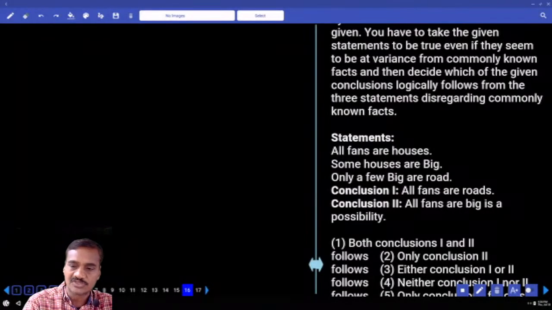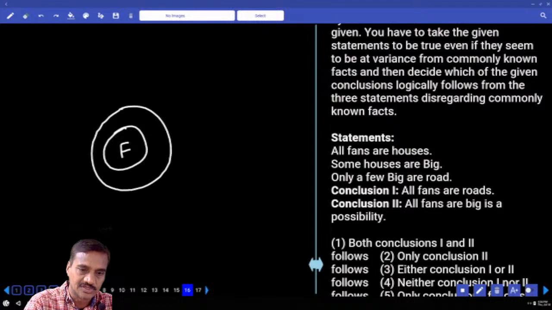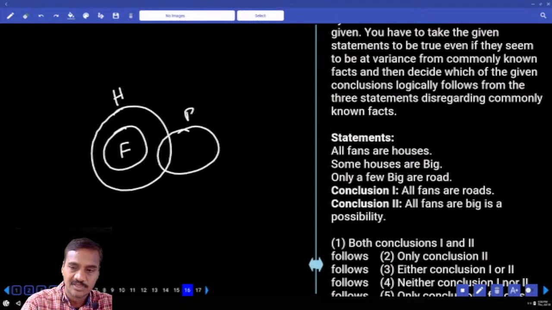All these fans are houses. Now these are the fans that are houses. All fans are houses, and some houses are big, and only a few big are road. Only some of the big are road, but not all.